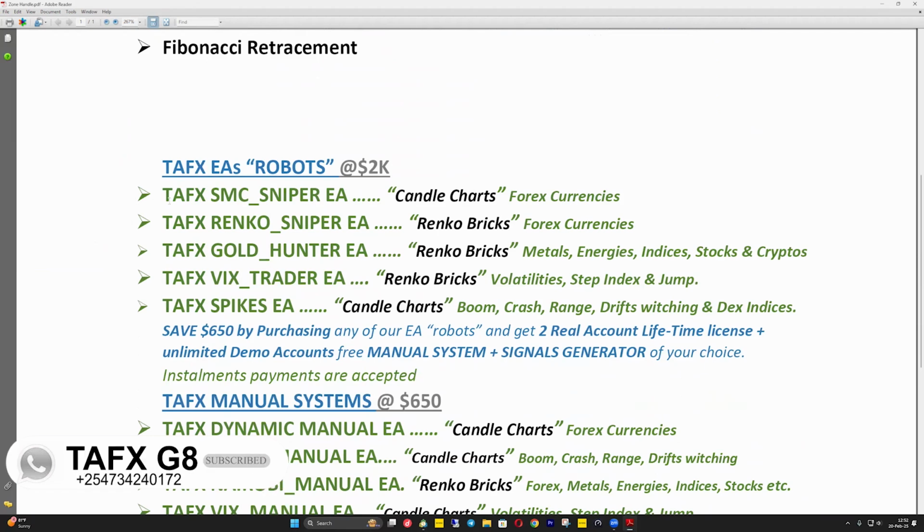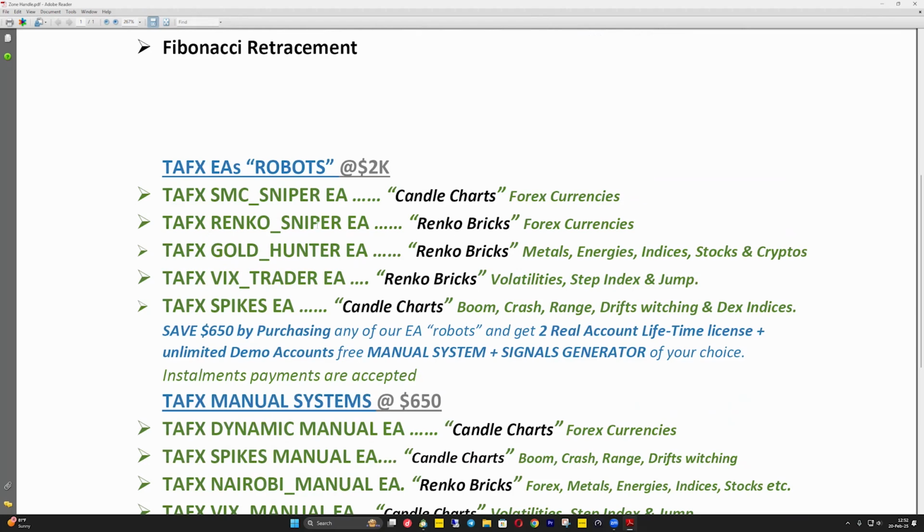All right, so we have the TFX SMC Sniper EA that deals with candle charts. This one trades only candle charts, and it deals with Forex currencies. Keep that in mind. We have the SMC Sniper EA that trades only candle charts, and it's only based on Forex currencies.